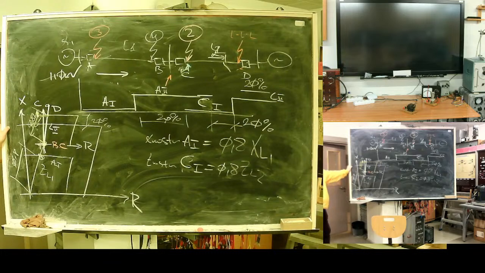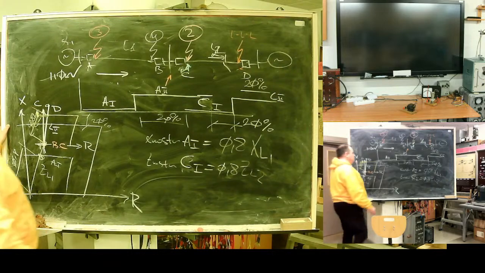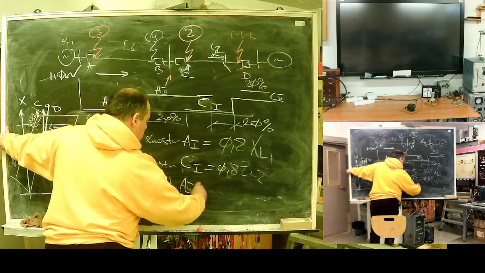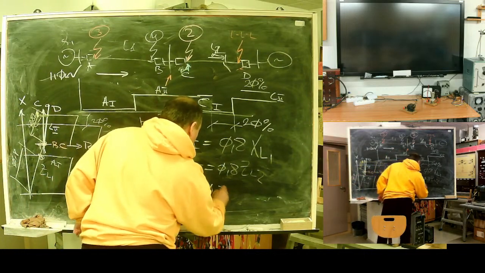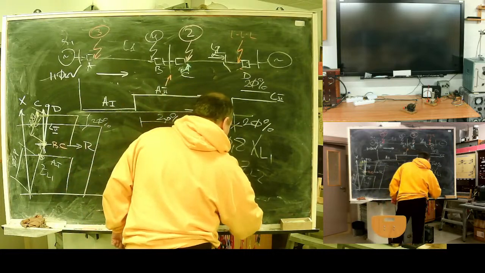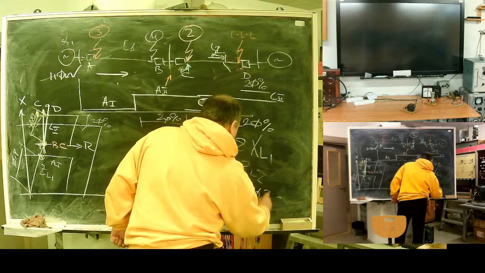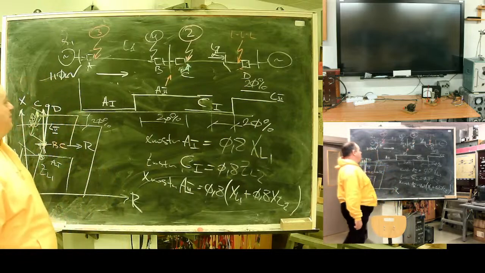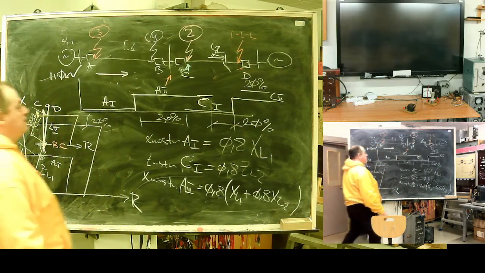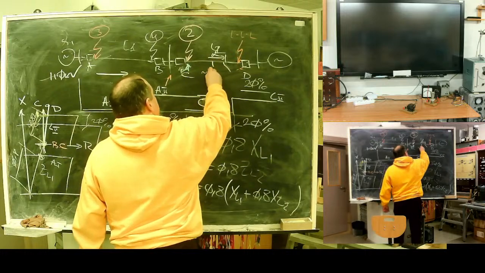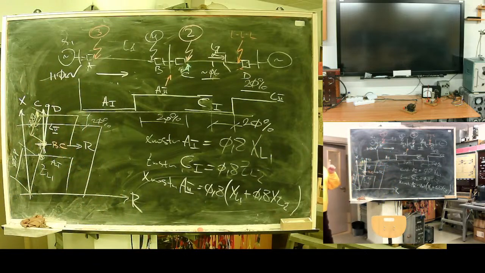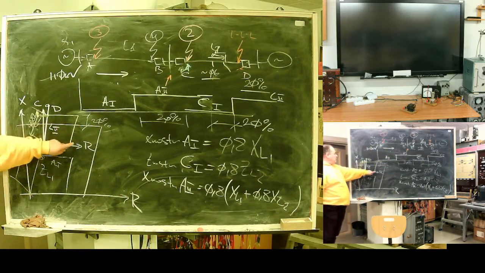20%. I need a safety margin. That's me. What factor of A2 should be 0.8 xl1 plus 0.8 xl2. 0.6 approximately. This point is approximately 0.6 of the line. 60% of the line. You see this overlap?